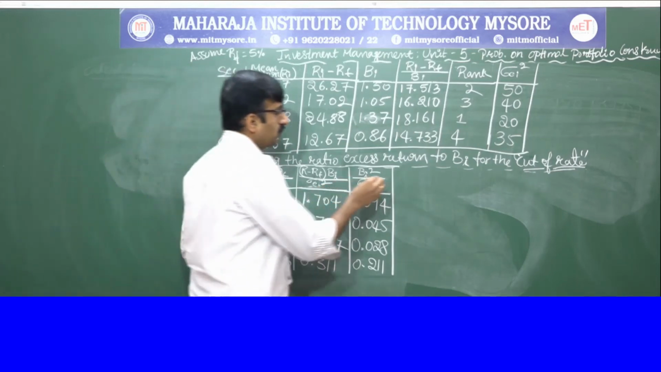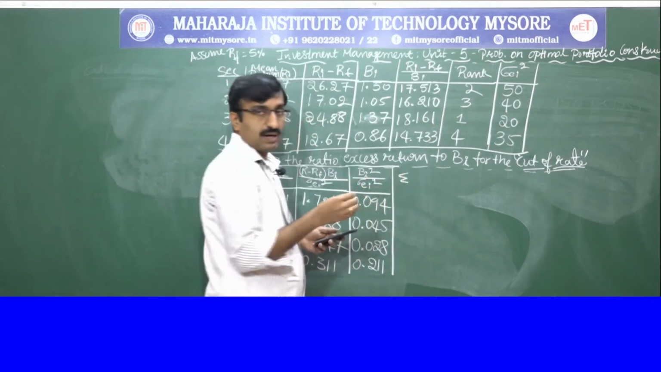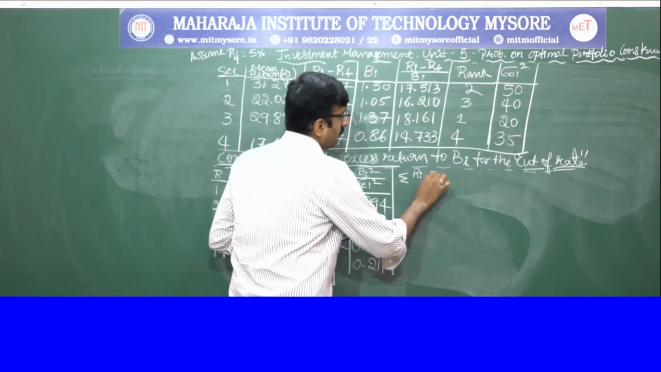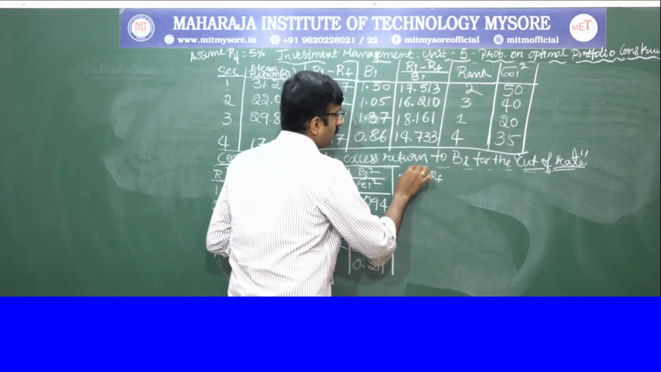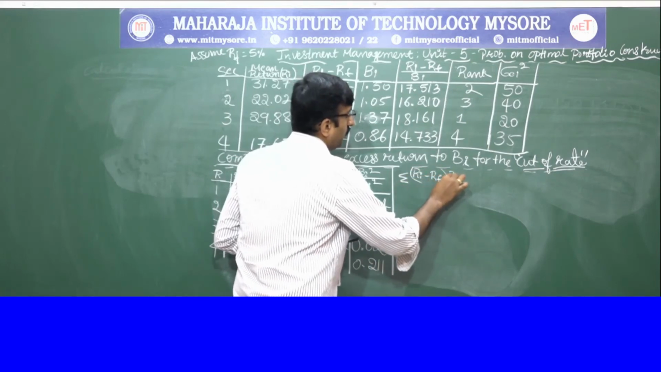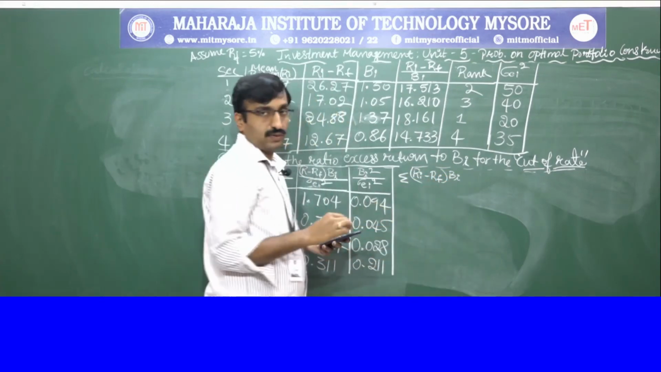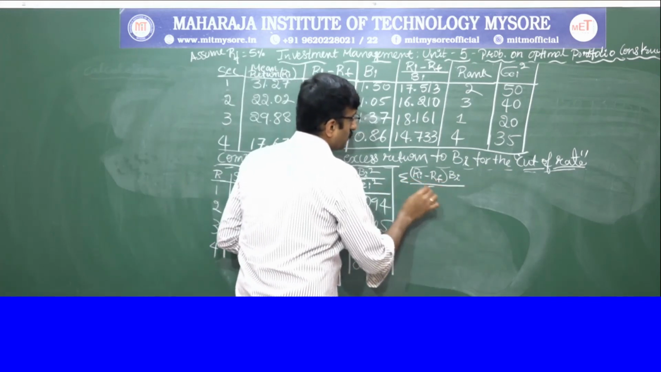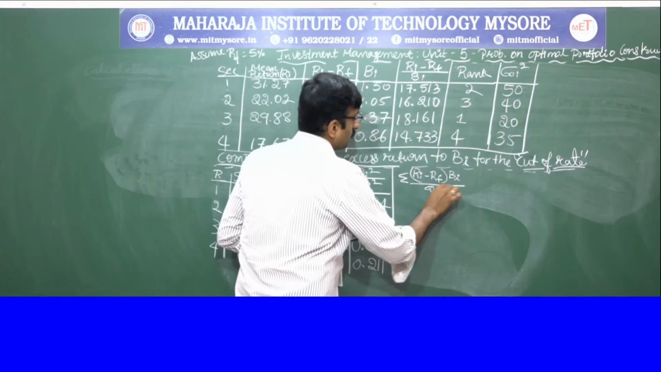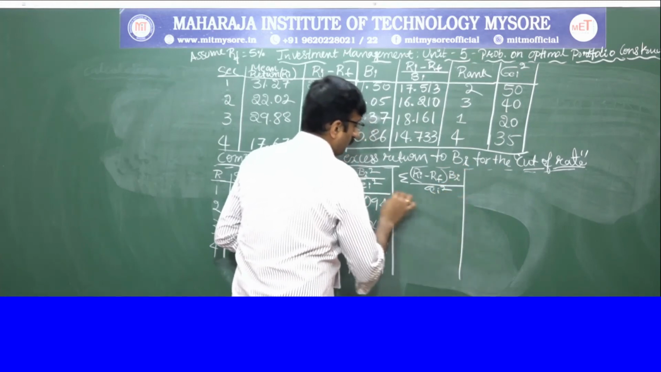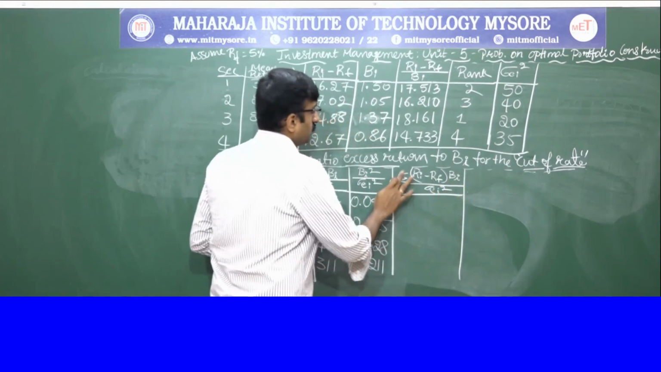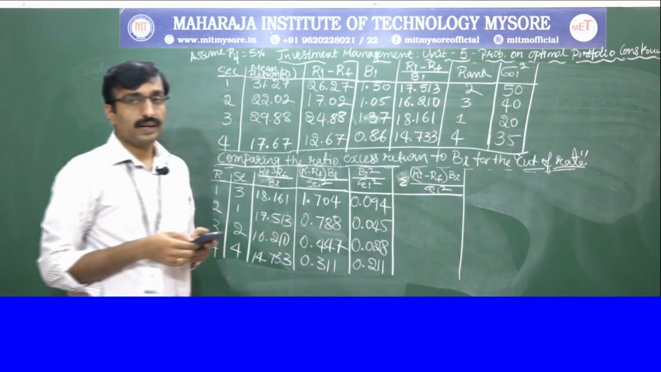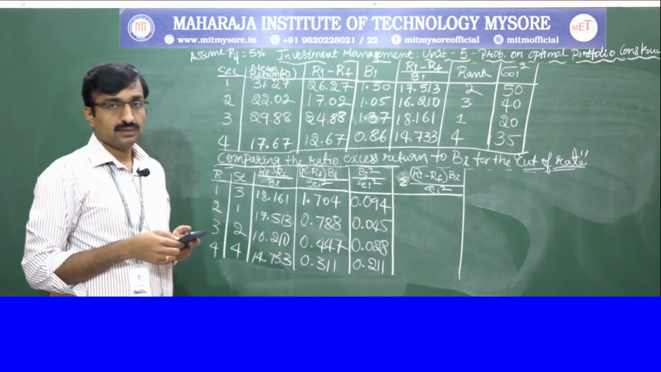Okay. Next moving on to sigma Ri minus Rf, mean return minus risk-free rate of return, into beta of individual security divided by standard deviation Ei square. Okay, so that you need to do it.